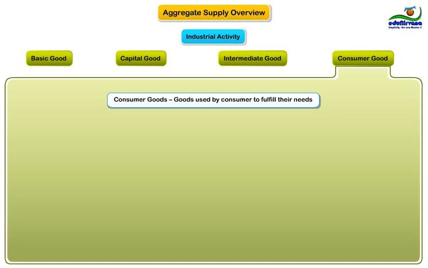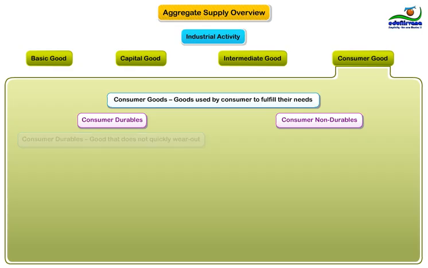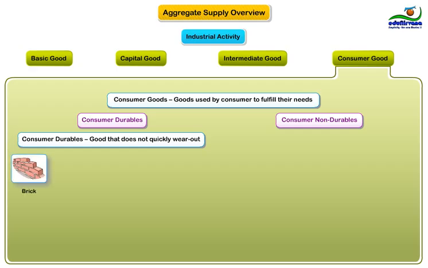It is further subdivided into two categories based on the usage period: consumer durables and consumer non-durables. Consumer durables. In economics, a durable good or a hard good is a good that does not quickly wear out, or more specifically, one that yields utility over time rather than being completely consumed in one use. Items like bricks or jewelry could be considered perfectly durable goods because they should theoretically never wear out.